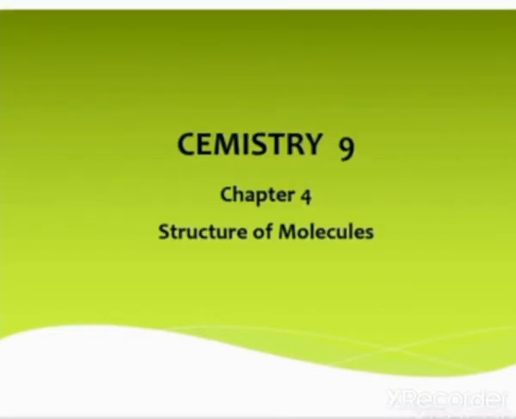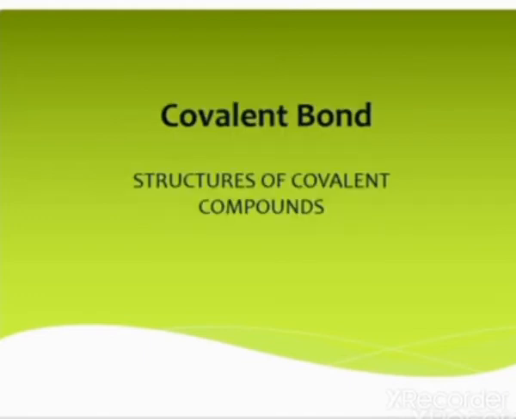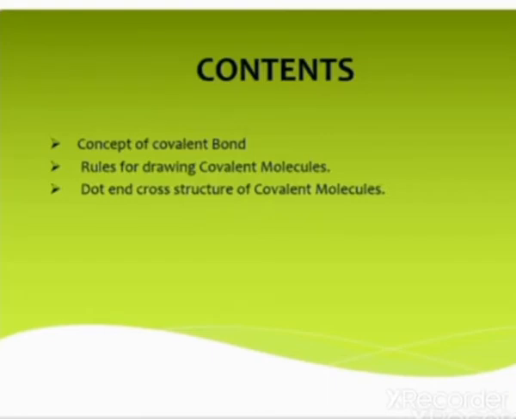Today we are going to continue our chapter 4, Structure of Molecules. Today I am going to teach you how to draw the structures of covalent molecules and how similar and dissimilar atoms are bonded together to form a covalent bond. In this lesson I will teach you more about the concept of covalent bonds. We will study different rules for drawing covalent molecules, and in the end we will draw cross and dot structures of covalent molecules.